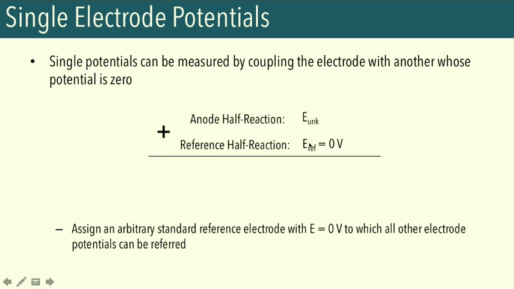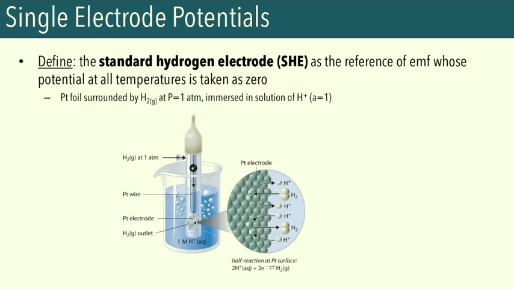Overall, we could figure out the unknown single electrode potential here by measuring the cell potential and always keeping in mind that the summation of the single electrode potentials is equal to the overall cell potential. Since we assigned the potential of the reference electrode, we could immediately correlate the measured cell potential with that of the single electrode potential of our unknown electrode. The electrode that we agreed on as our primary reference is the SHE, or the standard hydrogen electrode.